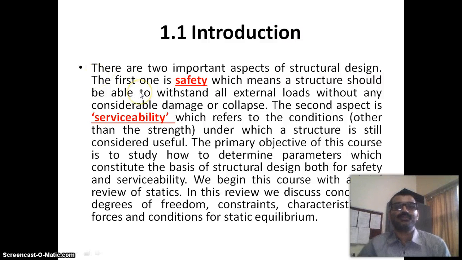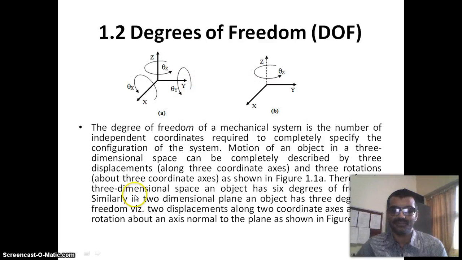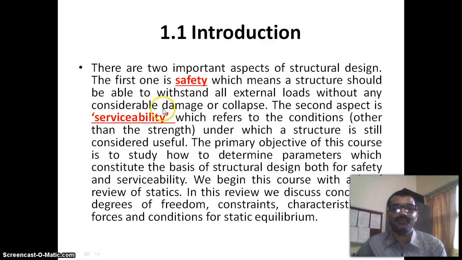Now there are two important aspects of structural design. The first one is safety, which means the structure should be able to withstand all the external loads without any considerable damage. Right. So this considerable damage should not occur in the structure when we apply the external force. That relates to the safety of the structure.